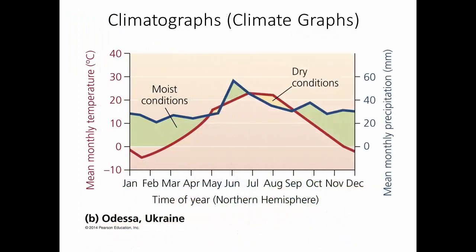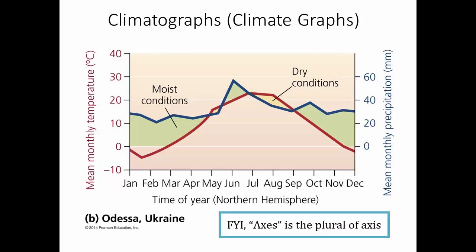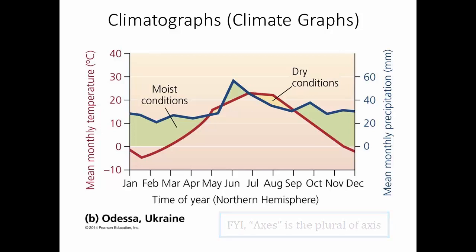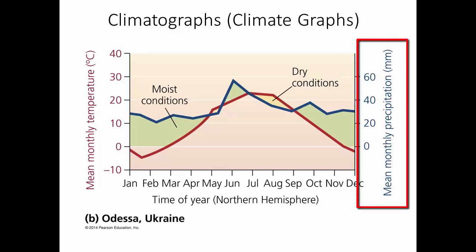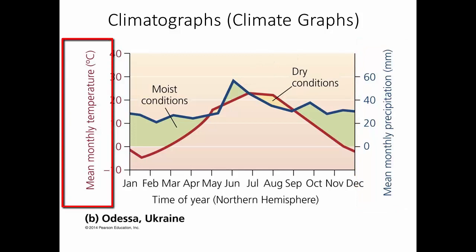Scientists use climate diagrams or climatographs to display seasonal changes in temperature and precipitation of a biome or other geographic area. This slide features a climate diagram for a temperate grassland found in Ukraine. Notice that there are three labeled axes. FYI, axes is the plural of axis. The right y-axis displays mean monthly precipitation measured in millimeters and corresponds with the blue line. The left y-axis displays mean monthly temperature measured in degrees Celsius and corresponds with the red line.